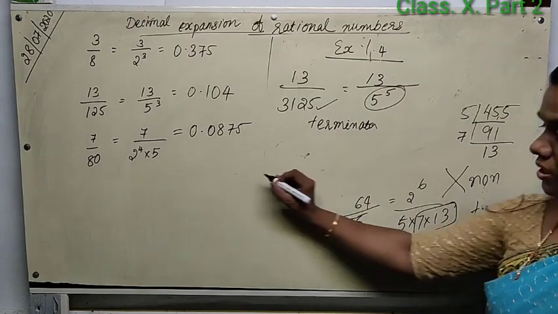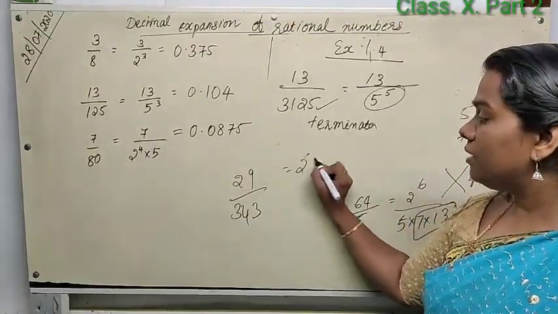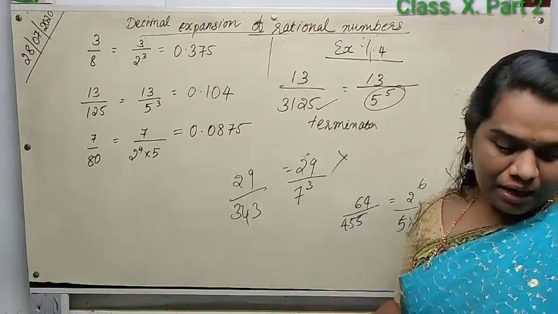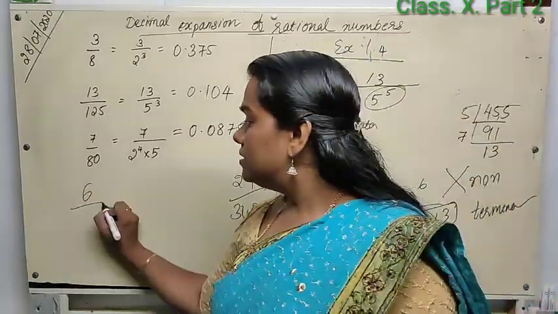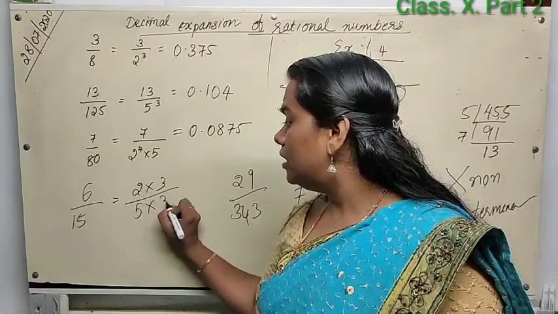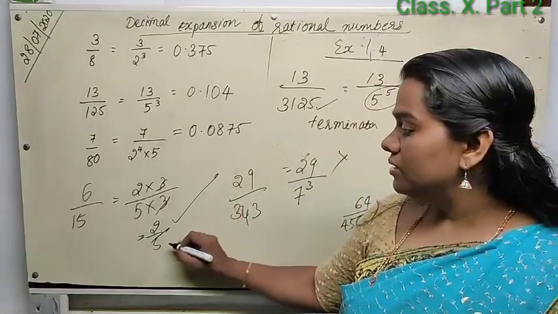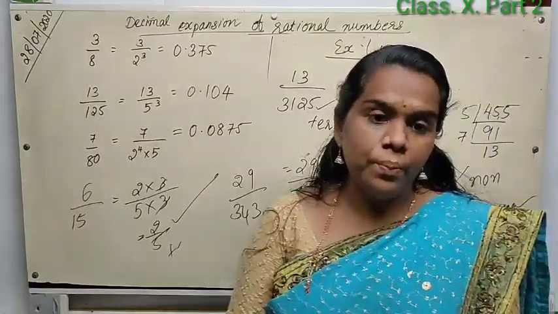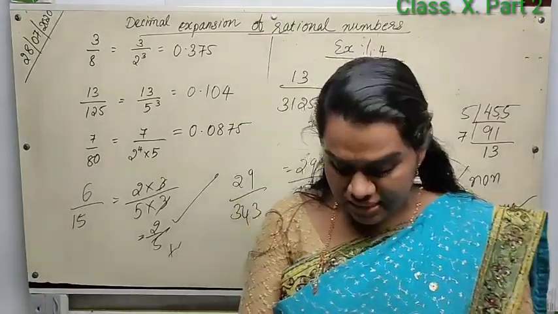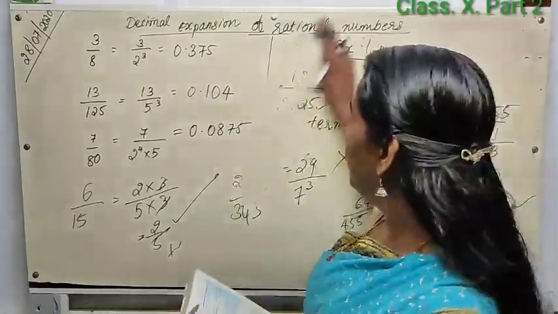Then another question, 29 by 343. This 29 is a prime number. 343 is 7 cube. So it is non-terminating. Like that, please. 6 by 15. 6 is 2 into 3. 15 is 5 into 3. 3 gets cancelled. That is 2 by 5 in the simplest form. So it is terminating. I hope you understood the first question. Move to the second question of exercise 1.4.